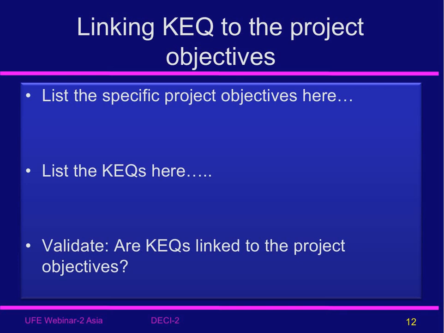To do so, first list the specific project objectives. These refer to what the project aims to do. Place each objective on one post-it and place it on the wall. Now, list the key questions and if you have any sub-questions.